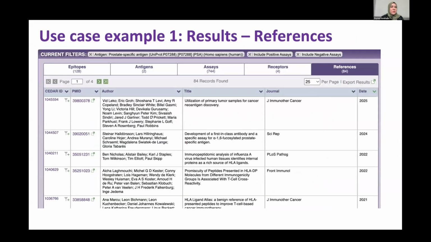So finally, for our literature review in this example, we can go to the references tab. And then here we have the 84 references listed. So this is a great place to start, for example, for performing literature review. You can download these results again by clicking this export results icon up here.